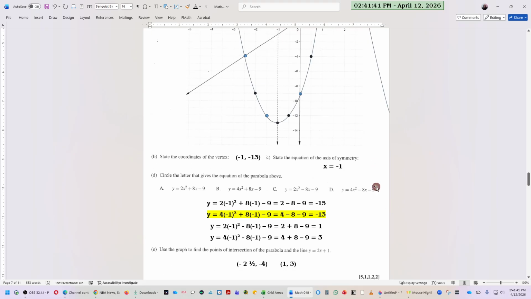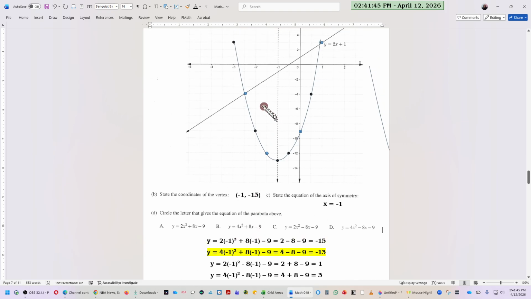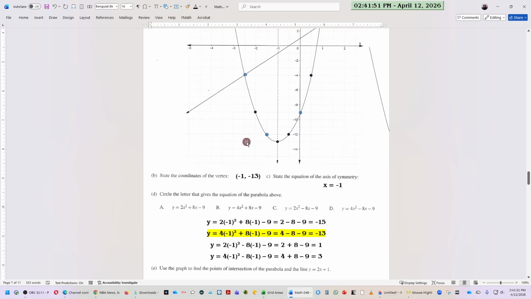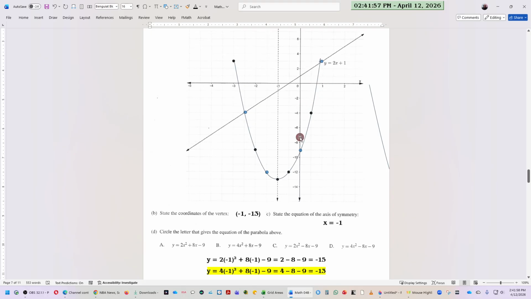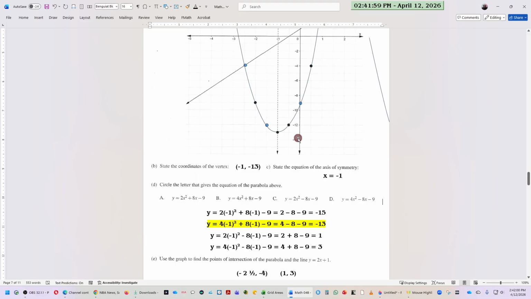And then finally, they ask you for the points of intersection where the parabola meets the line. That's this point here. Notice that's going to be 1, 2, 2.5 to go with -4. And the other one is going to be with 1 with 3. And that's what has been asked for.